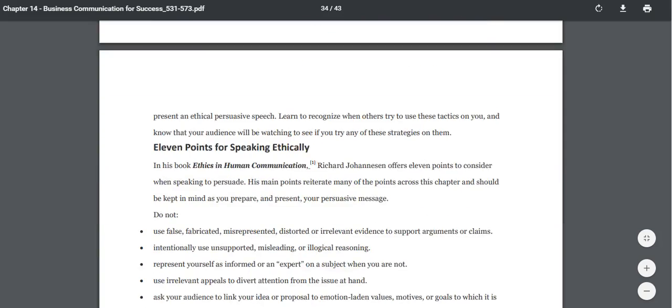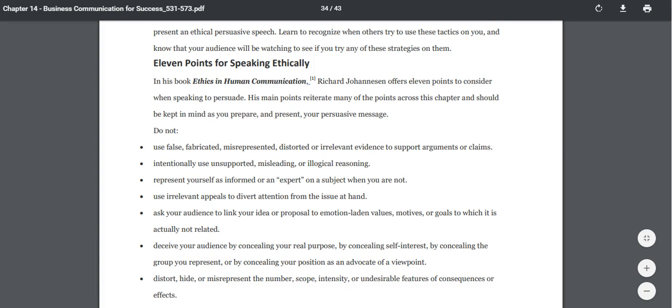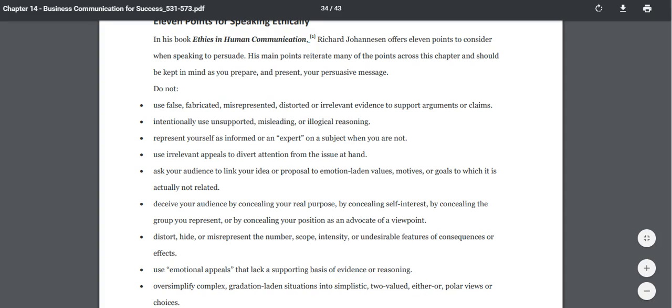You also need to be aware of looking at things from an ethical standpoint.